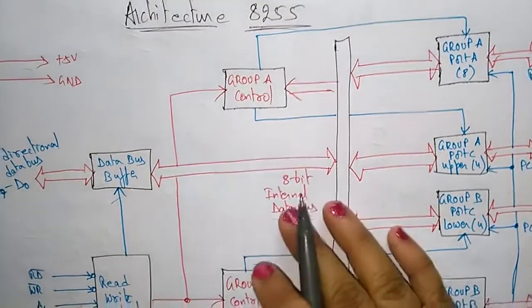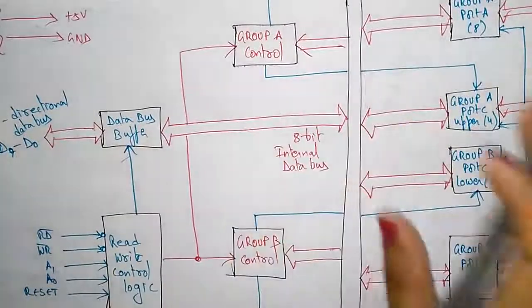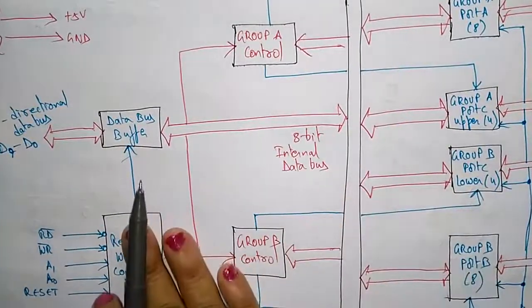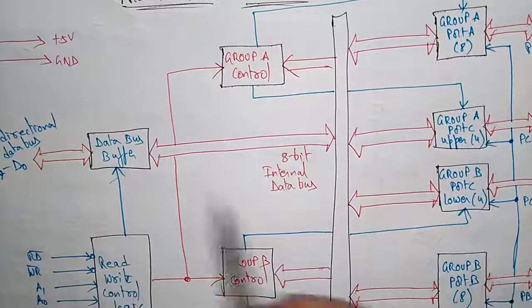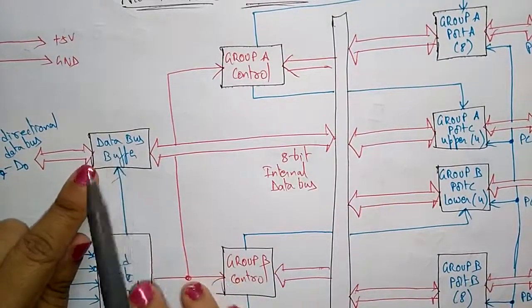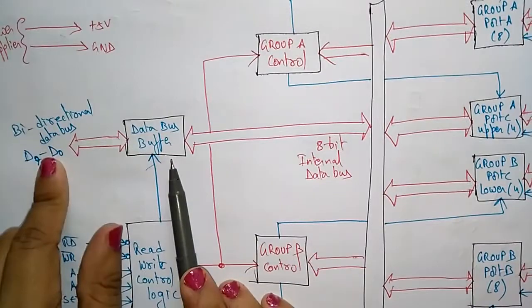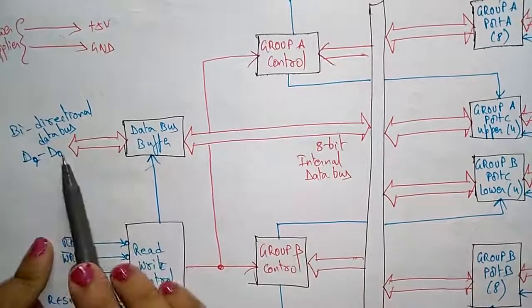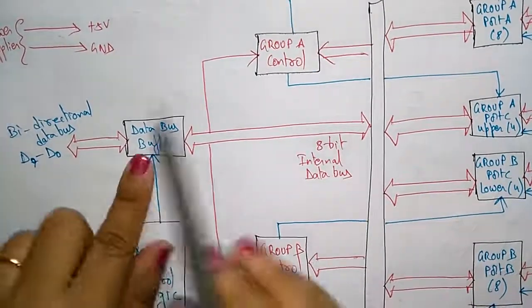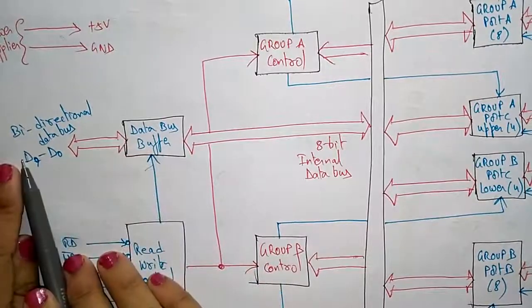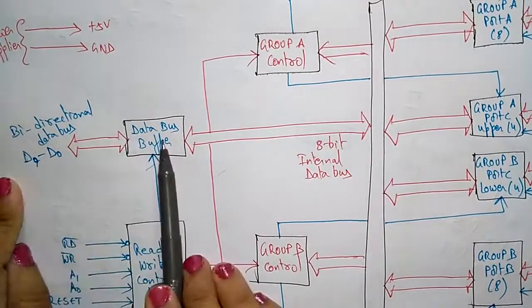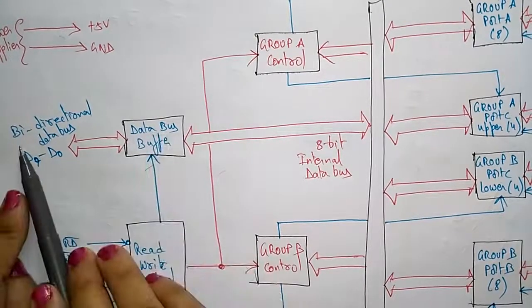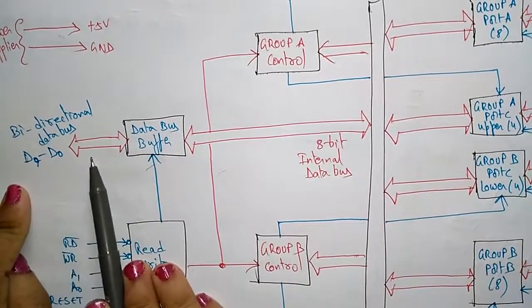This architecture consists of the following. Let me first explain just the components that are present in 8255, and later we will discuss each component clearly. It consists of the data bus buffer, which has a bidirectional data bus that is connected to the CPU. The data from CPU to 8255 and 8255 to CPU. Only the data will be transferred here.